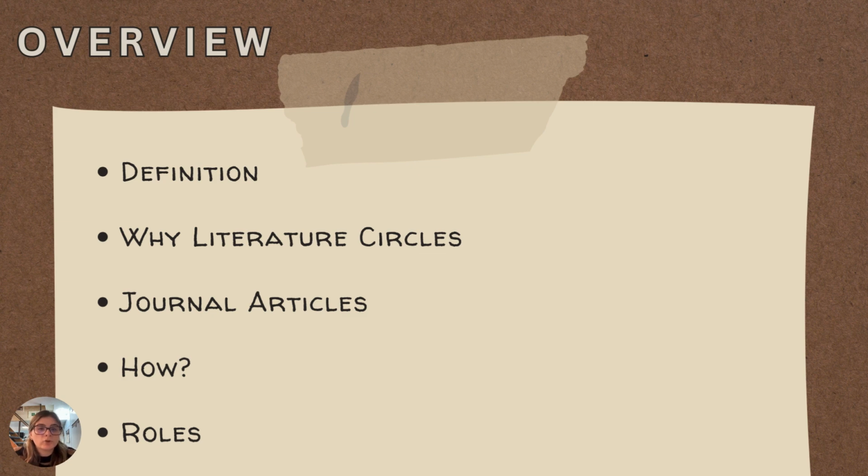So, for a quick overview on what literature circles are all about, we're first going to do a definition and see what that entails in your classroom today. We're going to talk about why literature circles are a thing and how we can start implementing these. I've discussed a couple of journal articles that I've been able to read and analyze about literature circles. And we're going to talk about how to plan them, how to implement them, how to teach them to your students. And we're also going to be talking about the roles that students can play and that teachers can play in literature circles. So let's go on to the next slide.